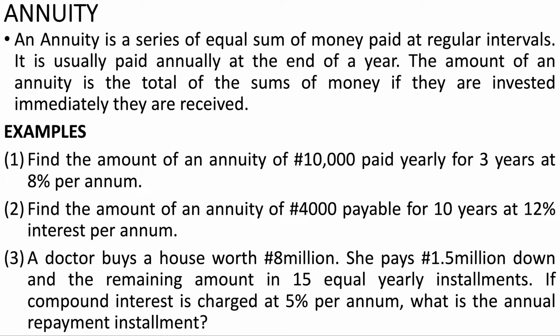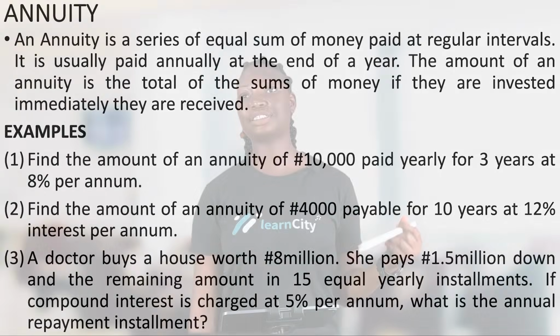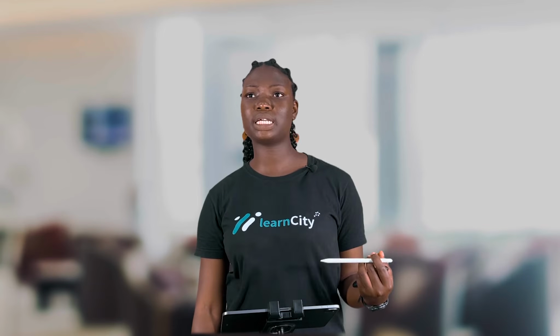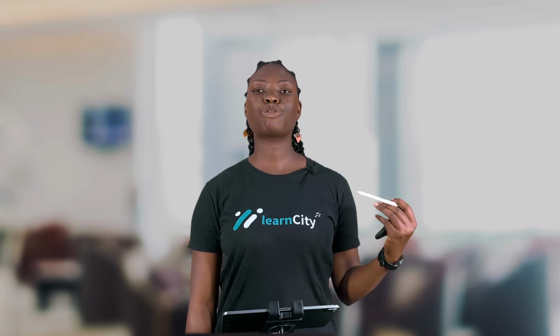The amount of an annuity is the total of the sums of money if they are invested immediately they are received. An annuity, like I said earlier, is a series of equal sums of money paid at regular intervals. And today we'll be solving 3 examples on annuity.